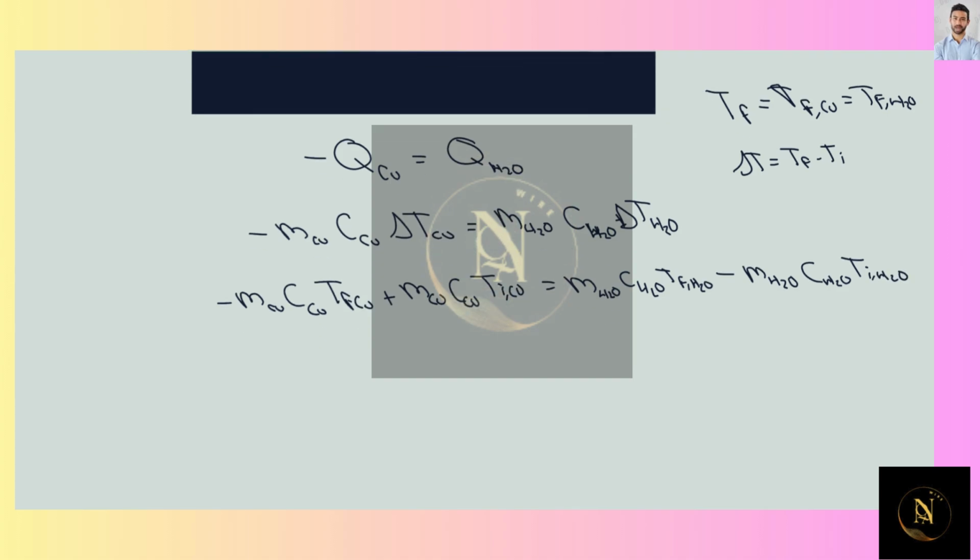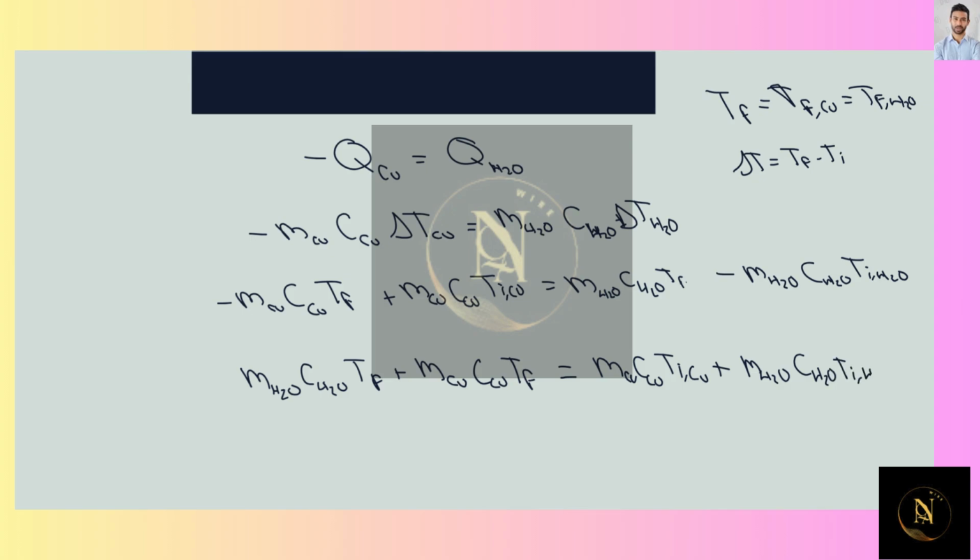Let's collect all of the terms with final temperature in common on the right hand side of this equation, which are these two terms. We're going to end up with mass water, heat capacity of water, final temperature, plus mass of copper, heat capacity of copper, final temperature, equal to mass of copper, heat capacity of copper, initial temperature of copper, plus mass of water, heat capacity of water, initial temperature for water.